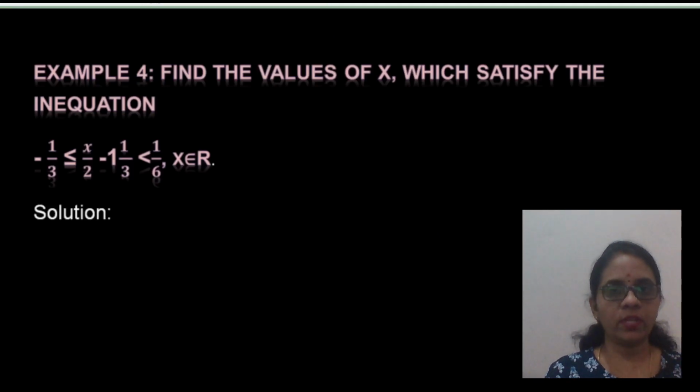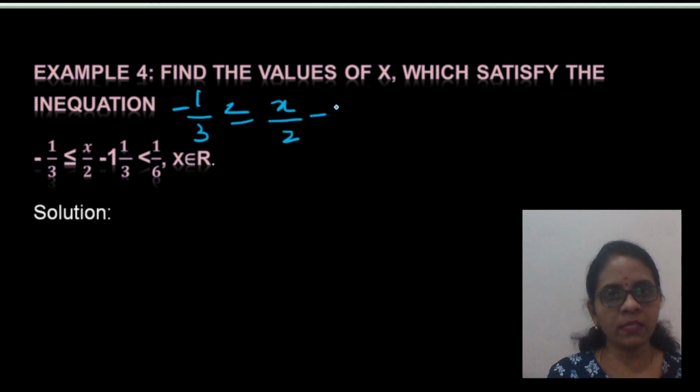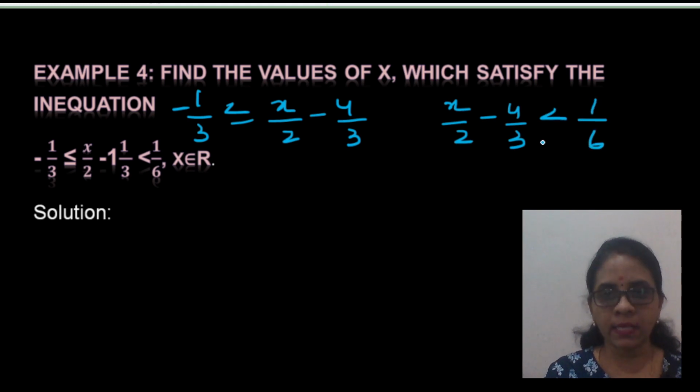So let's see question number 4. Find the values of x which satisfy the inequation minus 1 by 3 less than or equal to x by 2 minus 4 by 3, also x by 2 minus 4 by 3 less than 1 by 6. Please ensure you write it in 2. Be careful about the signs. One sign here and there will mess up our entire sum.